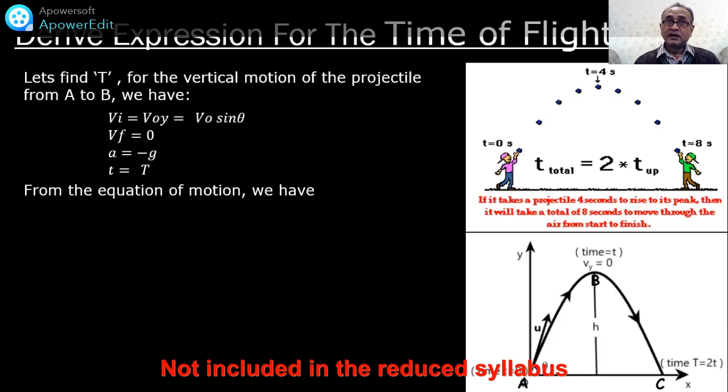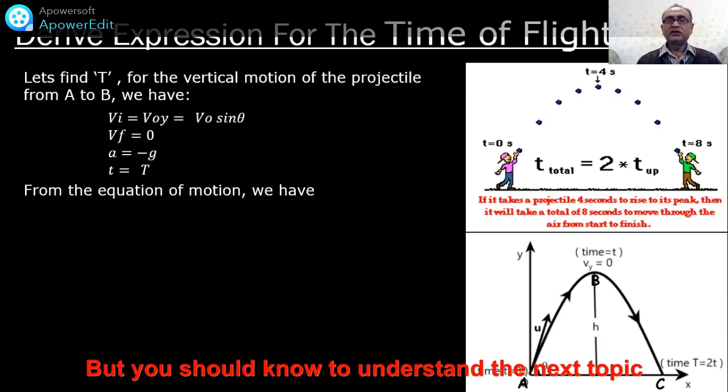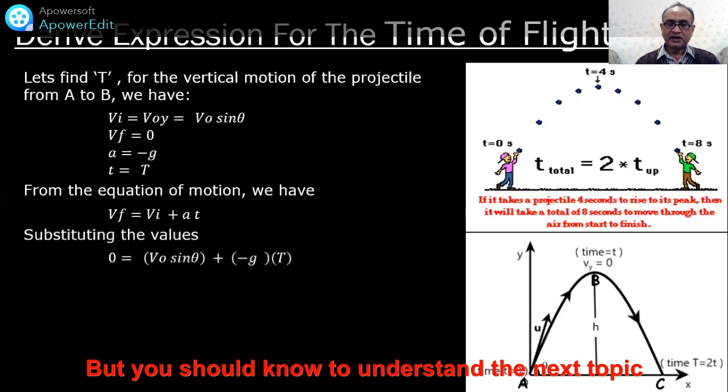Okay, so in this derivation, we will use the first equation of motion. What do you remember? Vf is equal to Vi plus at. All right. Substitute the values. The value of Vf is zero. The value of Vi is V0 sine theta. The value of a is minus g. And the value of small t is capital T. We have just substituted the values, nothing else.